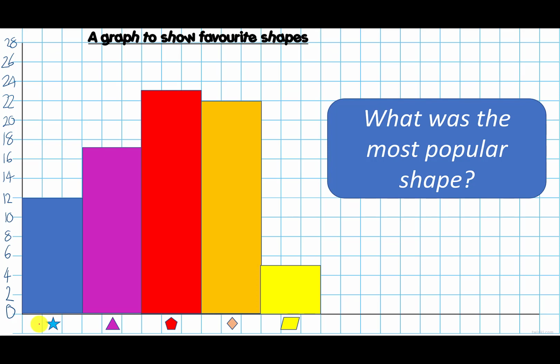So the most popular is going to be the bar that is the tallest, because our numbers are increasing on our y-axis. So the taller your bar, the more people chose it. So our most popular shape was our pentagon. Another common question, what was the least popular shape? So the least popular means it's had the least amount of people choose it. It's going to be the shortest bar. So it's going to be this one, which was our parallelogram. Only 5 people chose it.